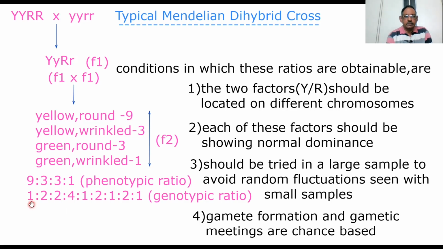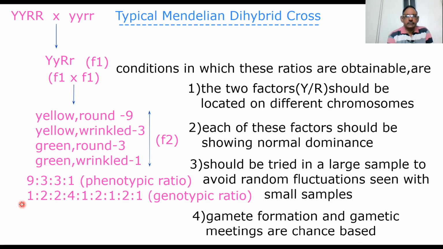And this is the genotypic ratio in Mendelian dihybrid cross: 1, 2, 2, 4, 1, 2, 1, 2, 1. There are, of course, 9 types of genotypes in the F2 progeny of the dihybrid cross and only 4 phenotypes in the F2 progeny of the dihybrid cross. Well, these two ratios are obtainable under certain conditions.